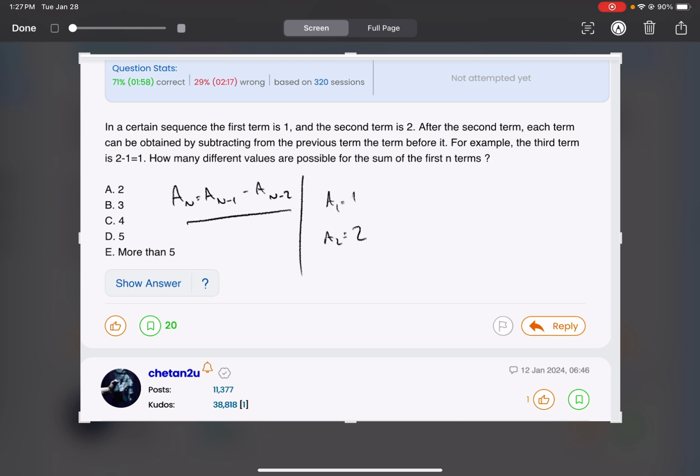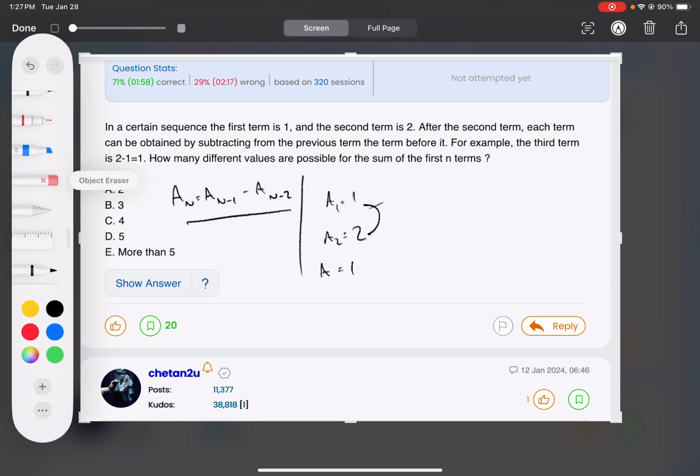So for example, the third term is the previous one minus the one before that. So A of 3 is 2 minus 1, 1. Okay. And then, just figure out the cycle here. A lot of these sequence problems have to do with patterns and cycles. So this term is 1 minus 2, negative 1. The next one will be negative 1 minus 1, negative 2. Next one will be negative 2 minus negative 1, so plus 1, so negative 1. A of 7 will be negative 1 minus negative 2, so plus 2, is positive 1.